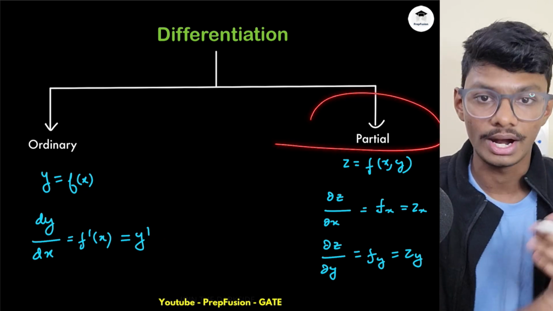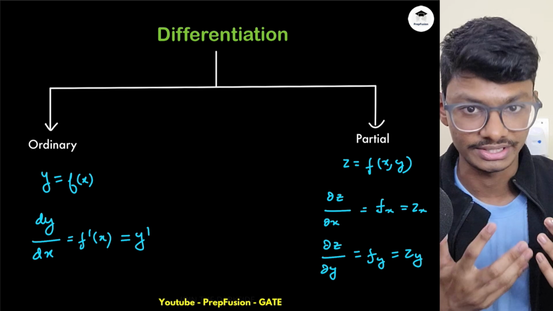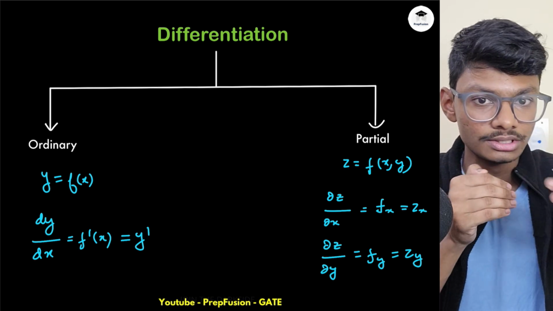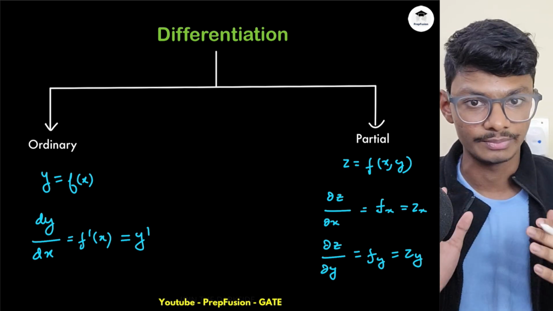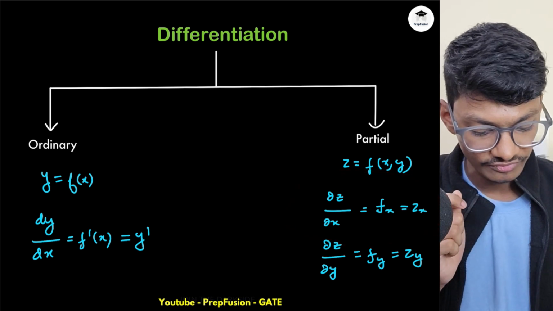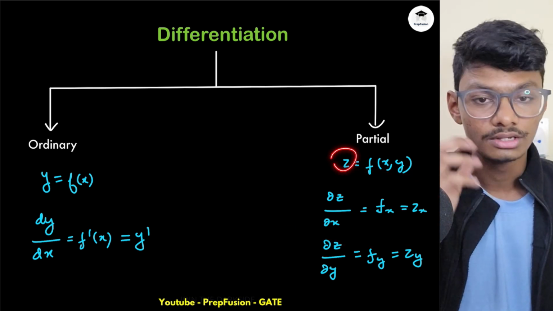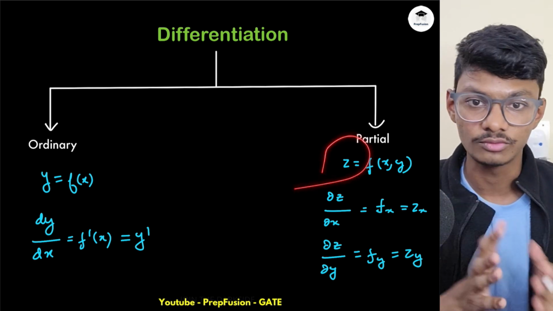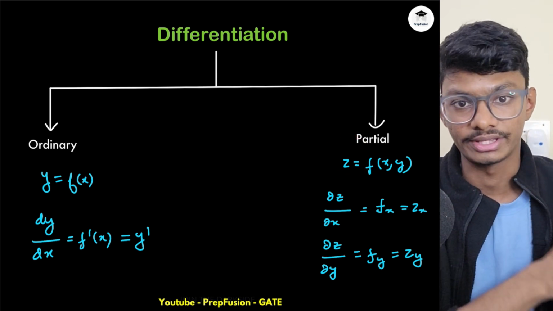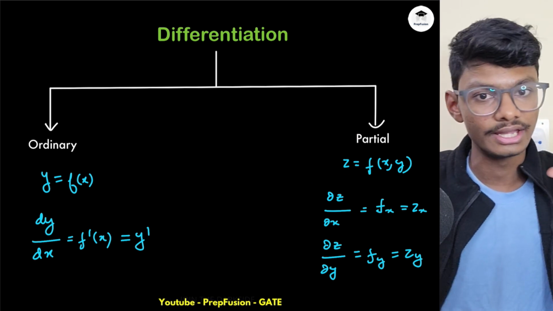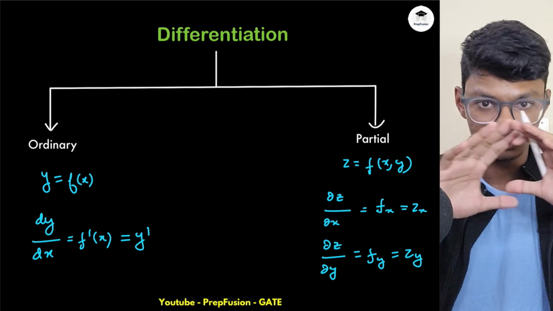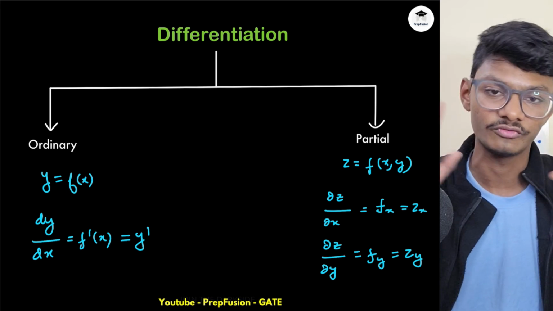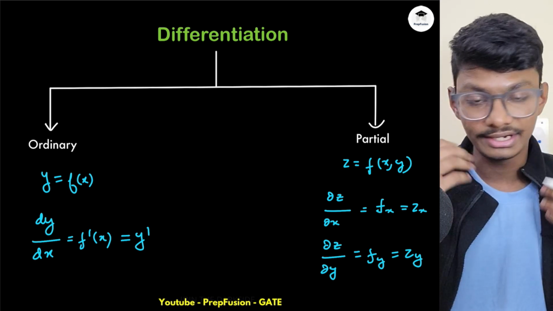Now next is partial differentiation. What do you mean by partial? Partial means not complete, just half baked. So what does that mean? This means I have a function z, which is a function of two variables x and y. X and y are independent variables. They can take any values they like. They are not dependent on each other. They are independent of each other.